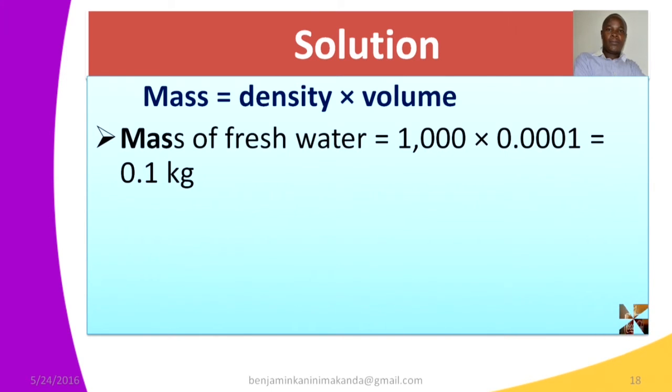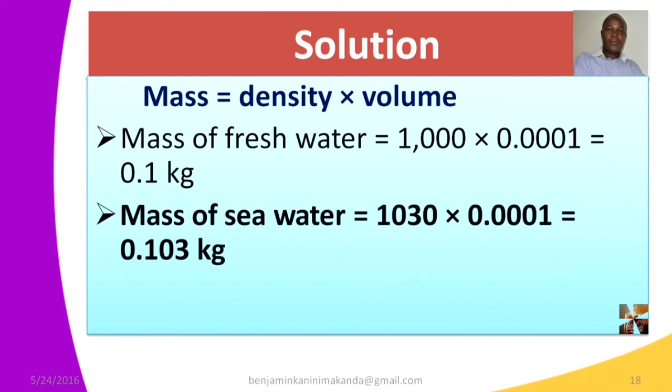Then we go on, we calculate the mass of seawater. Mass of seawater is equal to the density of the seawater, which is 1030, multiplied by the volume of the seawater, which has also been converted into meters cubed, and this is 0.0001, and this is going to give us 0.103 kilograms. This one becomes the mass of seawater.